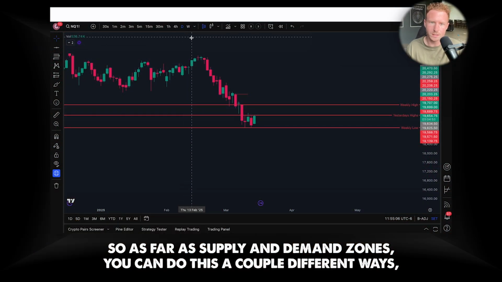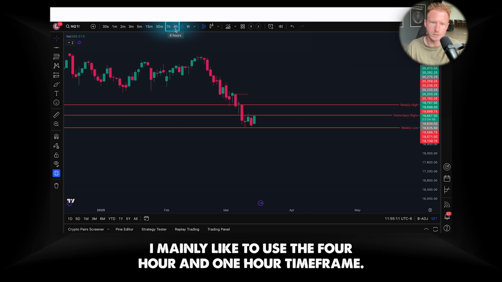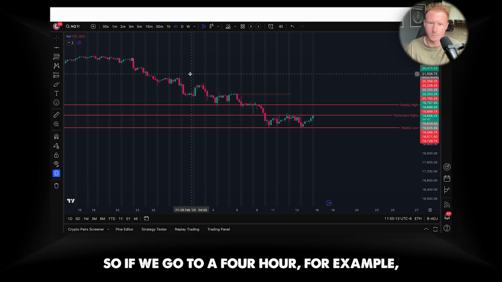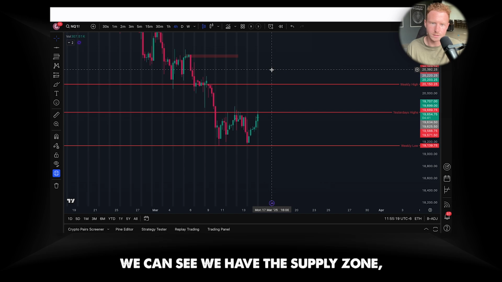As far as supply and demand zones, you can do this a couple different ways. I mainly like to use the 4-hour and 1-hour time frame. So if we go to a 4-hour, for example, we can see we have this supply zone.